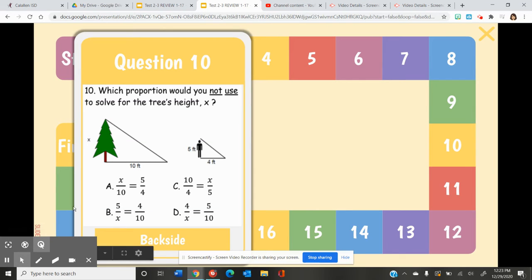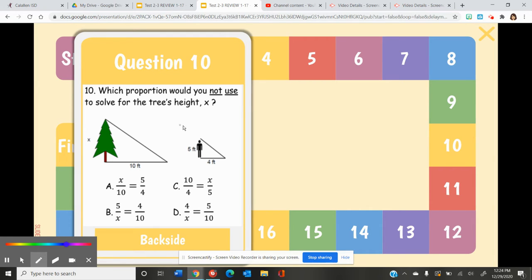Number 10, which proportion would you not use to solve for the tree's height of x? So again, here we have a tree and we have a man. They give us their shadows and they give us the height of the man, and what we want to solve for is the height of the tree. So we have to go ahead and set up our proportionality ratios.